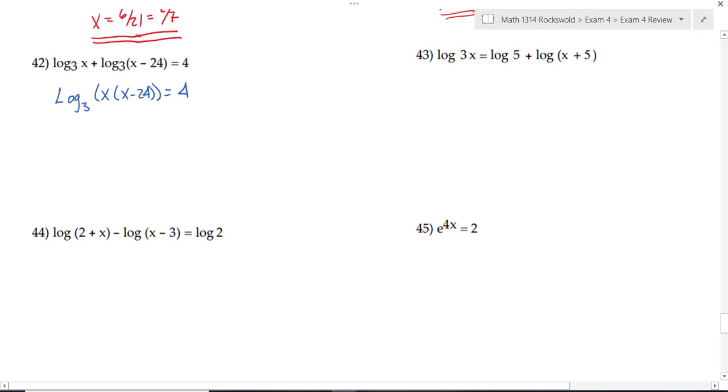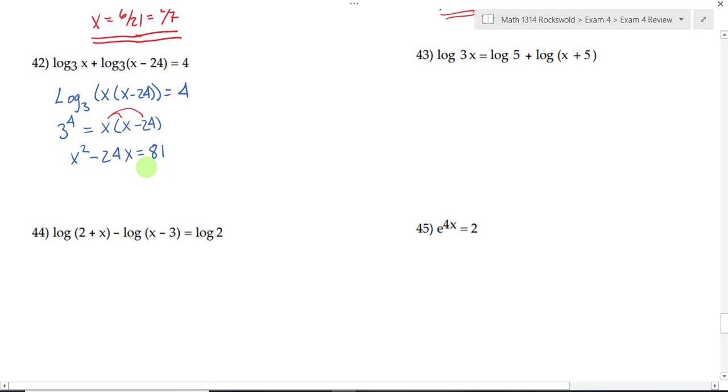How do we solve an equation if there's only one log? What do we do? Rewrite it as an exponent. What will be the base of the exponent? Raised to what power? Equals x times x minus 24. Now we can distribute this x and simplify 3 to the fourth. So that's going to give us x squared minus 24x equals 81 because 3 to the fourth is 81.